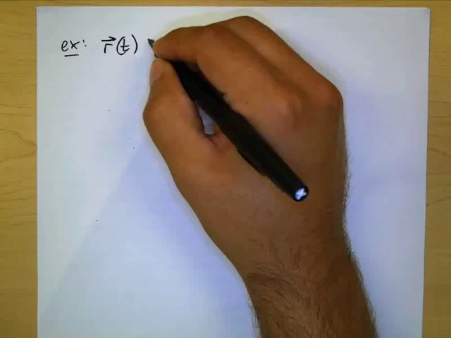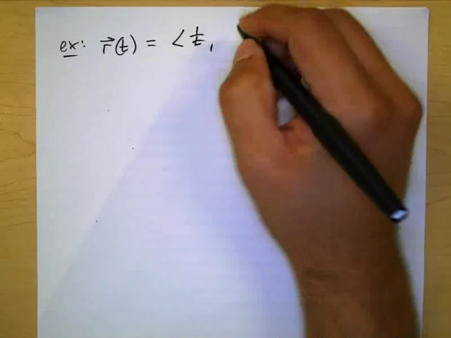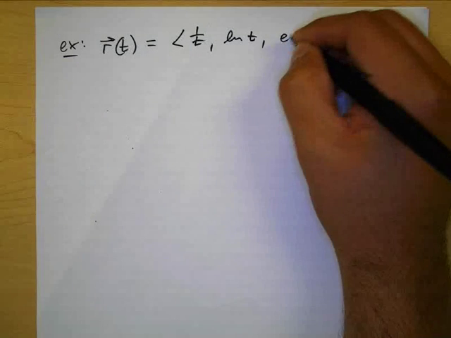So let's say we have r of t equals 1 over t, natural log t, and e to the 2t.